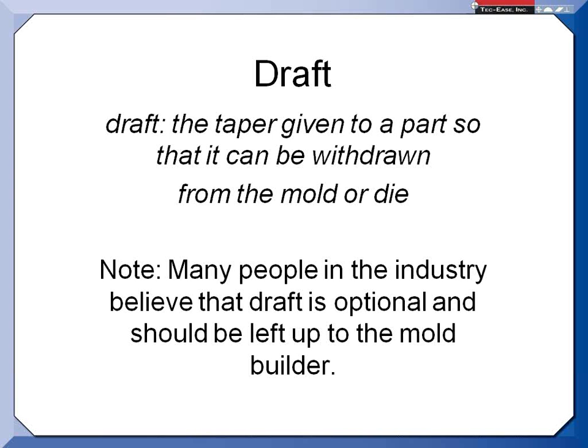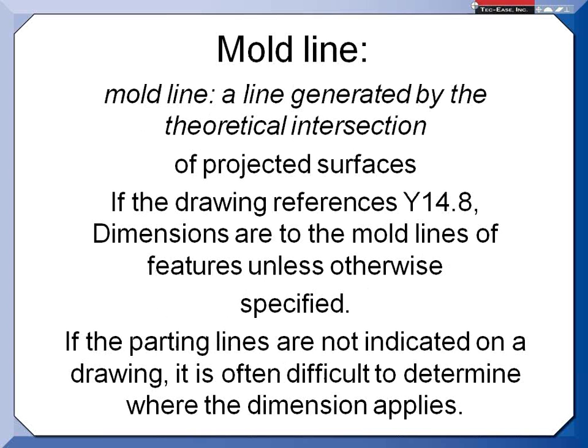So is draft an optional thing, or is it a specific dimension? It's looked at kind of at both ways in the standard. Then we have this funny thing called a mold line. And a mold line is a line generated by the theoretical intersection of projected surfaces. And it's interesting, you'll find this term not only in molded cast parts, but you'll find it in sheet metal.